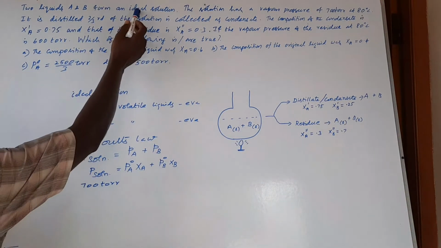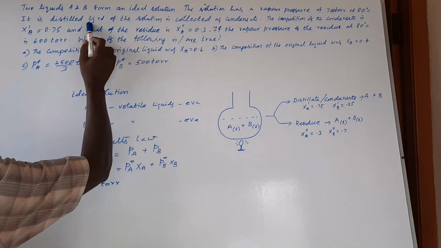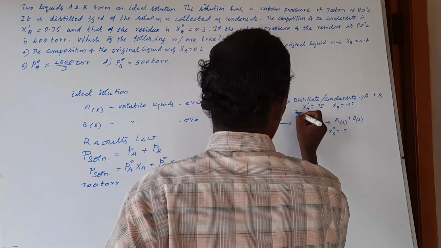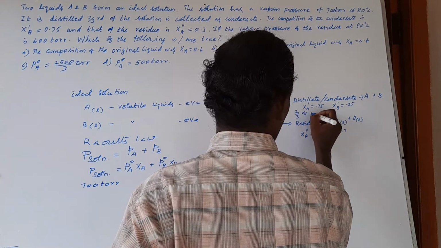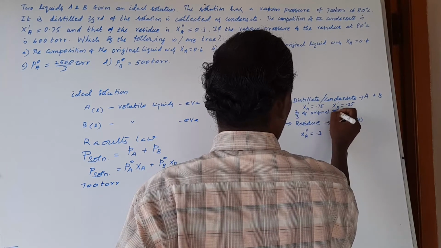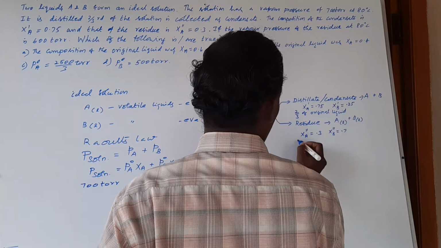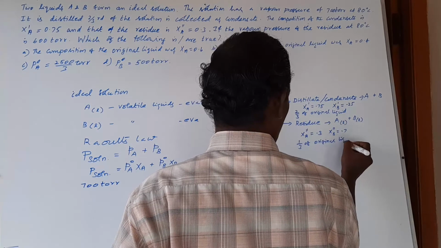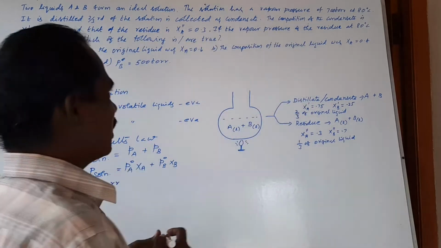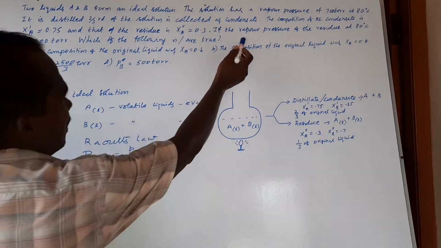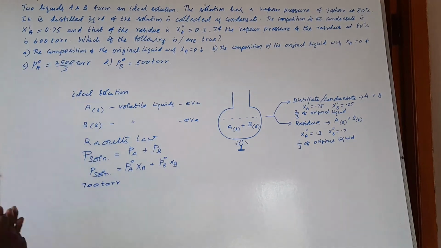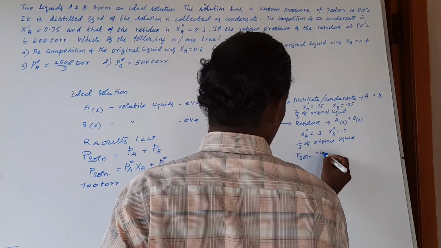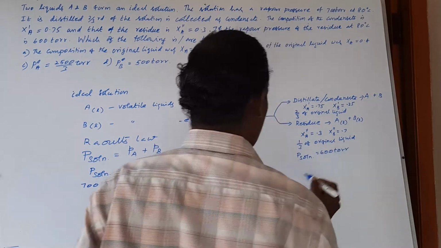Next, this ideal solution is distilled and 2/3 of the solution is collected as condensate. So this is 2/3 of original liquid. 2/3 of original liquid is present here, in the sense remaining 1/3 of original liquid will be residue. Next, the vapor pressure of this residue solution is given as 600 torr.